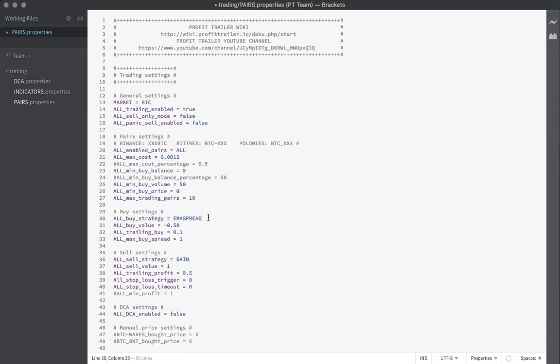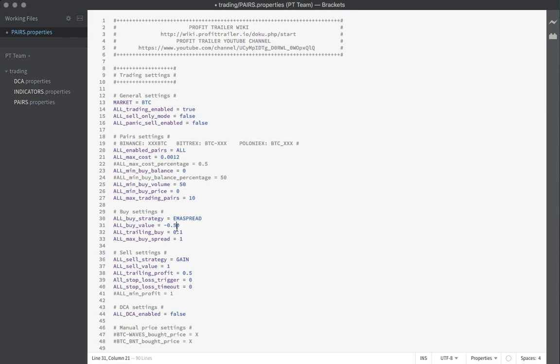All buy strategy. There are several buy strategies. You have EMA spread, SMA spread, EMA gain, SMA gain, low BB, high BB, loss, and these are all just different strategies used to buy the coins. I'm not going to go over what each one does. There's going to be separate videos for those, but you can look them up in the wiki if you want to know what they are.